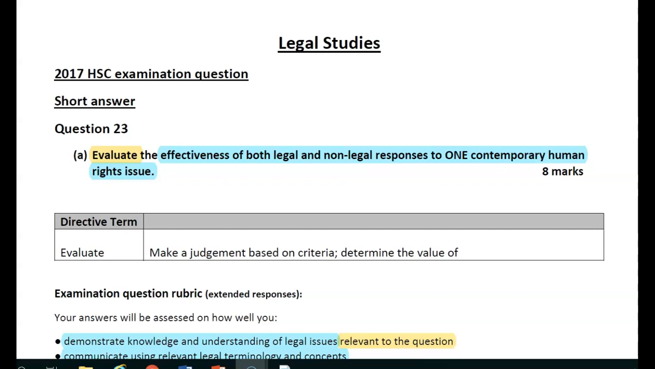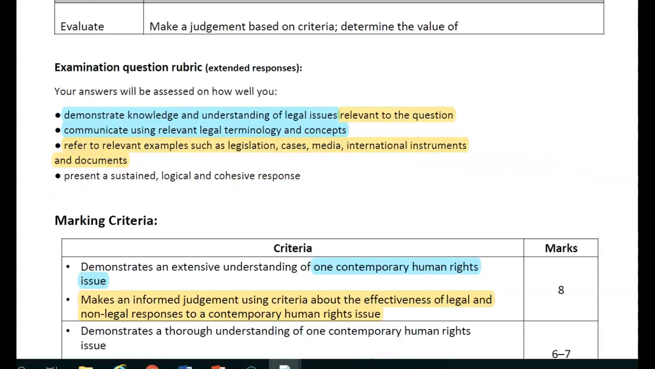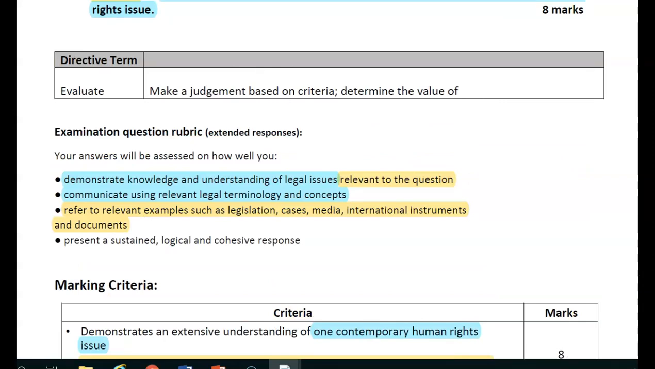So in yellow is the directive term. So in this response for legal studies, it's an evaluate. And the question's asking students to evaluate the effectiveness of both legal and non-legal responses to one contemporary human rights issue. I've included the directive term and what it means. So with an evaluation, we want students to make a judgment based on criteria or to determine the value.